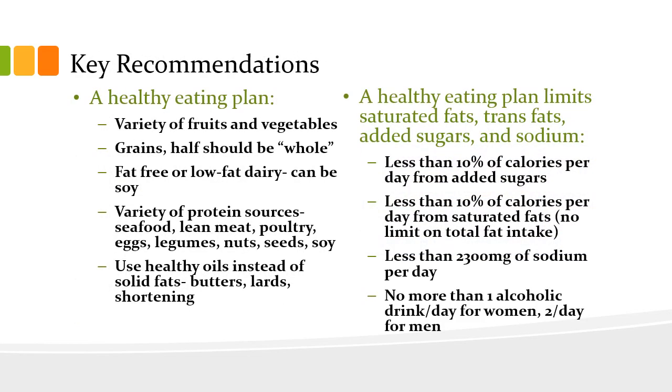So a little more detail about the key recommendations of a healthy eating plan. Eating that variety of fruits and vegetables. Grains should be whole. And when looking at whole grains, the first or second ingredient should state whole grain. Avoid added processed sugars like fructose corn syrup in breads. Fat-free or low-fat dairy, and it can be soy.